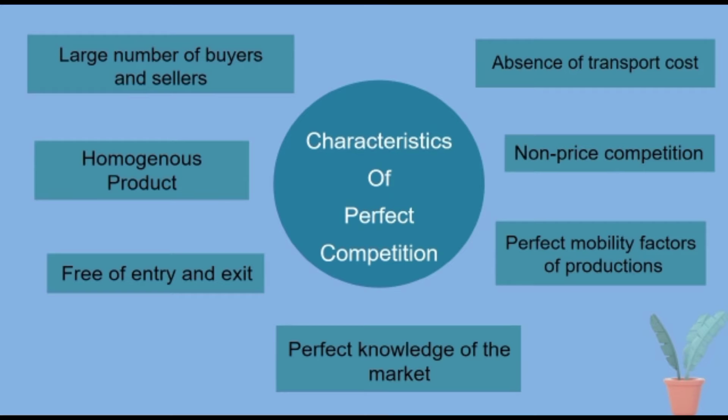Number 6 is the role of non-price competition. Every seller will compete on price and try to increase demand for their product. For non-price competition, the company will do advertising, but non-price competition is insignificant because it will not affect the buyer's decision to buy the product. And lastly is the absence of transport cost, because transportation is free. And that's all for the characteristics of perfect competition.